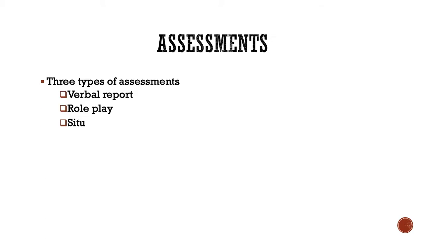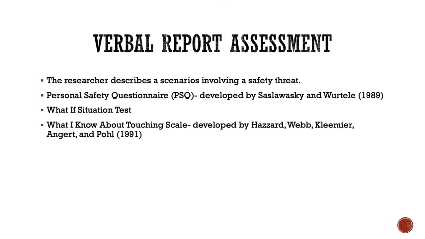So now we're going to go into the different types of assessments. There are three assessments: verbal report, role play, and in situ. In verbal report, the researcher describes a scenario involving a safety threat and asks the child to say how he or she would behave in that situation. The example the book gives is the researcher may ask the child to pretend you're playing on the playground and a man walked up to you and asked you to come with him and help him find his lost puppy. What would you do? The child would then give the answer.